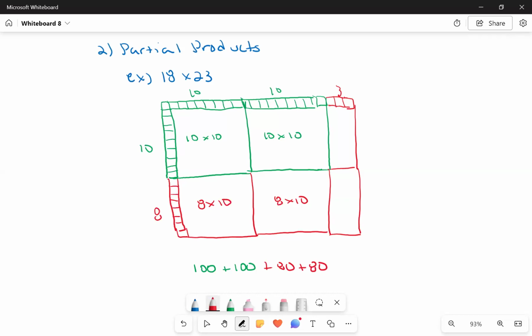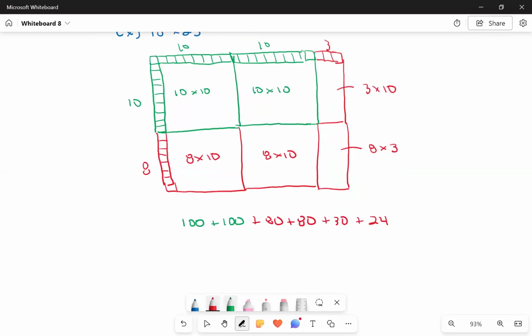Over here, I have a 3 by 10 rectangle, which would have 30 blocks. And down here I have an 8 by 3 rectangle, or 24. Okay, so this isn't so bad to add now that I've done that. So let's see, that's 200 plus 160 plus 54, 360 plus 54. I get 414 when I add that together.